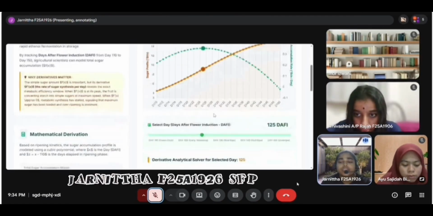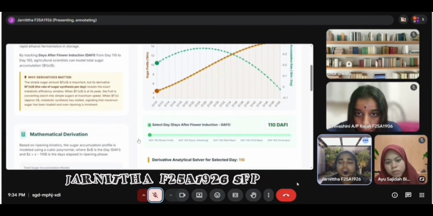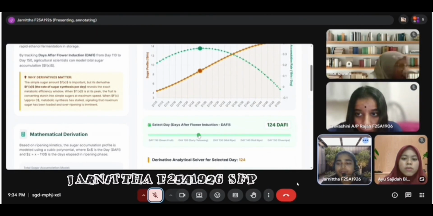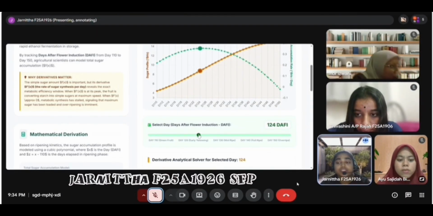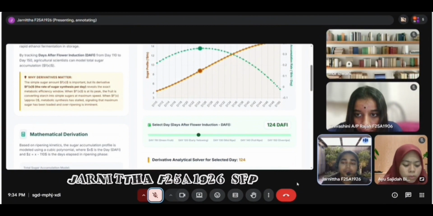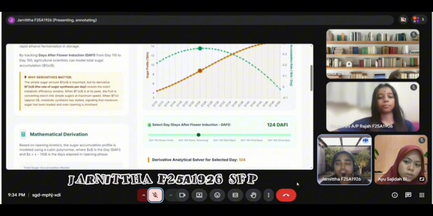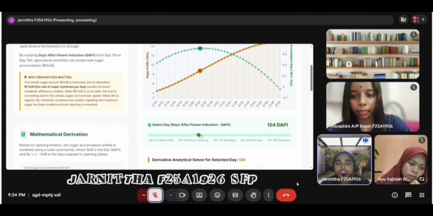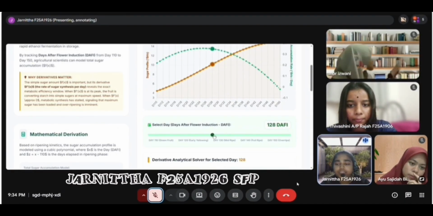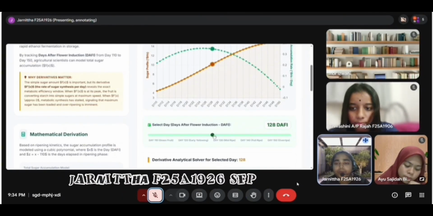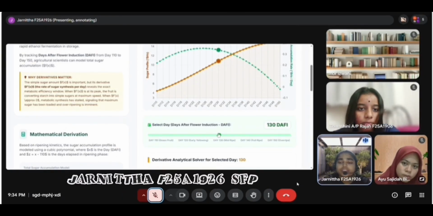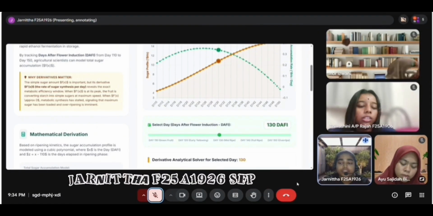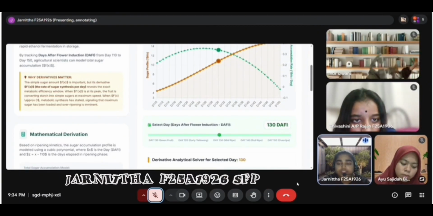From day 110 until around 125, the derivative graph increases. This means the pineapple is actively synthesizing sugar and ripening rapidly. Around day 125 to 130, the derivative reaches the maximum point. This indicates the most active ripening stage, where sugar accumulation occurs at the fastest rate.